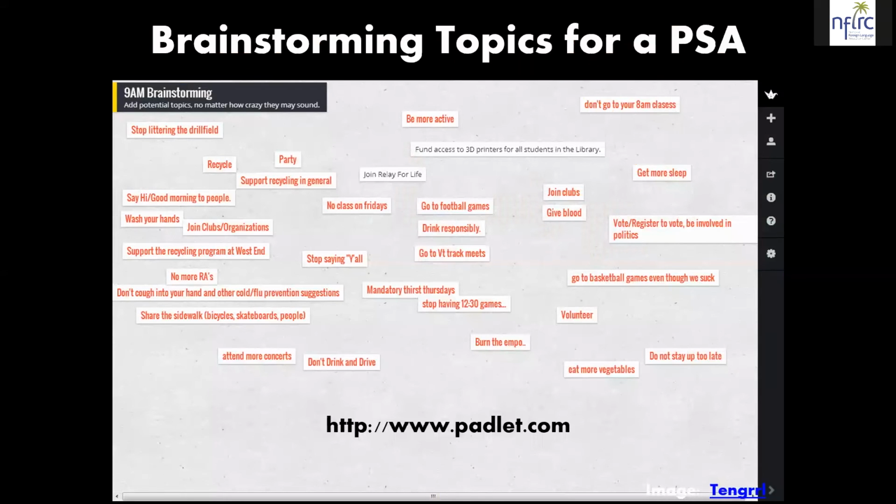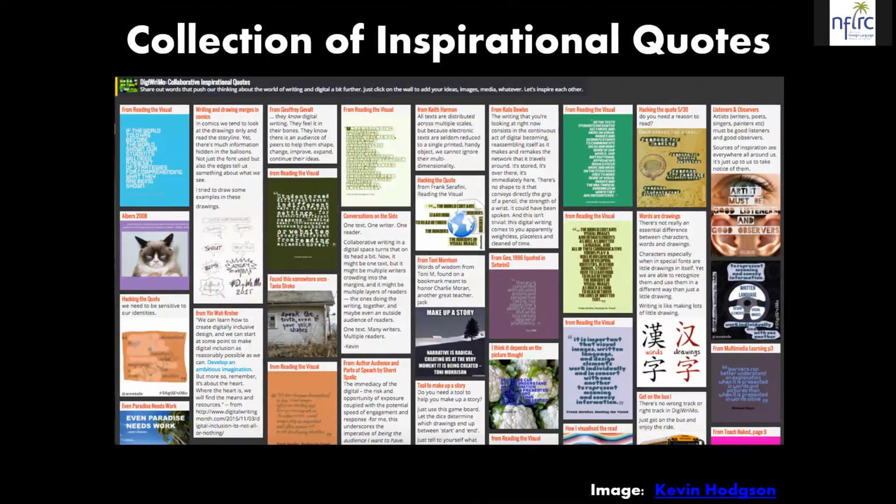So for example, a technological tool might be something like Padlet, where each person contributes ideas as we brainstorm topics for a public service announcement. I could use similar tools like Wall Wisher for students to brainstorm survival phrases. I could give students a series of inspirational quotes and then have them respond to those in some way.